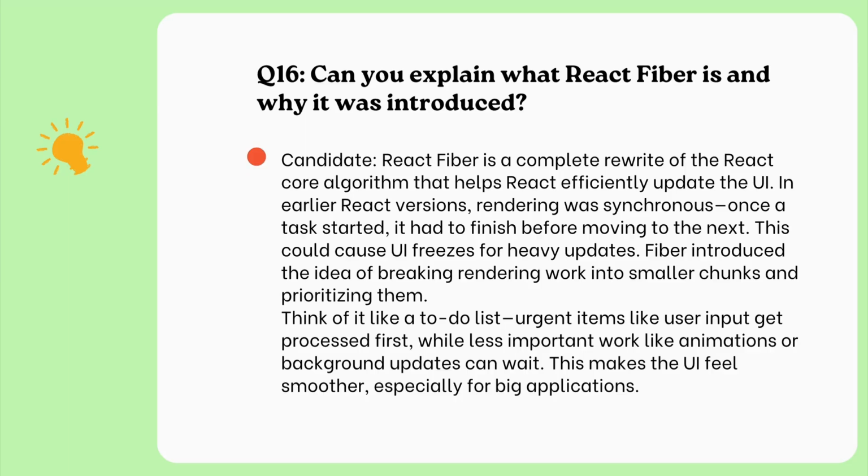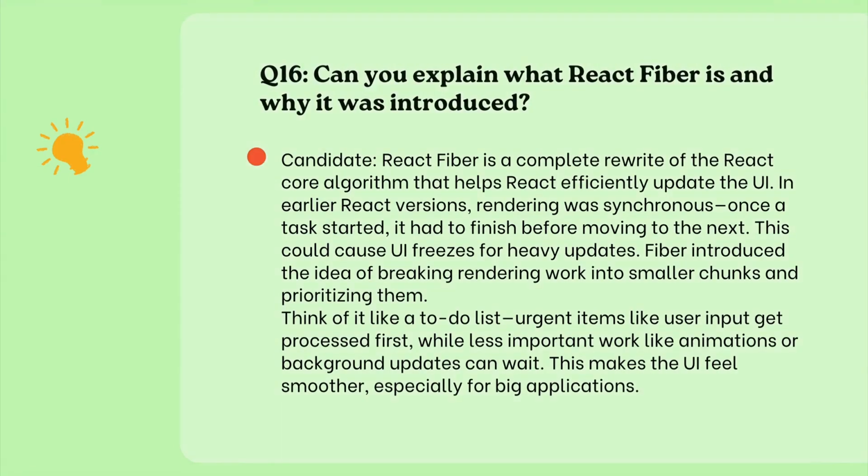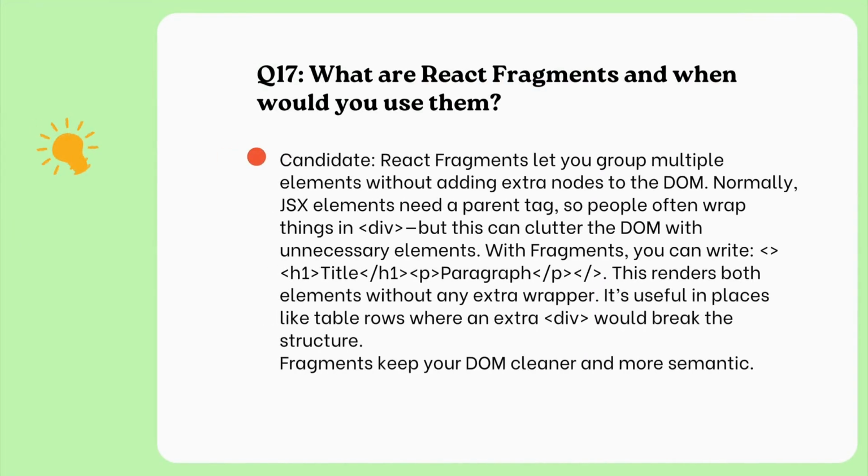Fiber introduced the idea of breaking rendering work into smaller chunks and prioritizing them. Think of it like a to-do list. Urgent items like user input get processed first, while less important work like animations or background updates can wait. This makes the UI feel smoother, especially for big applications. What are React fragments and when would you use them?